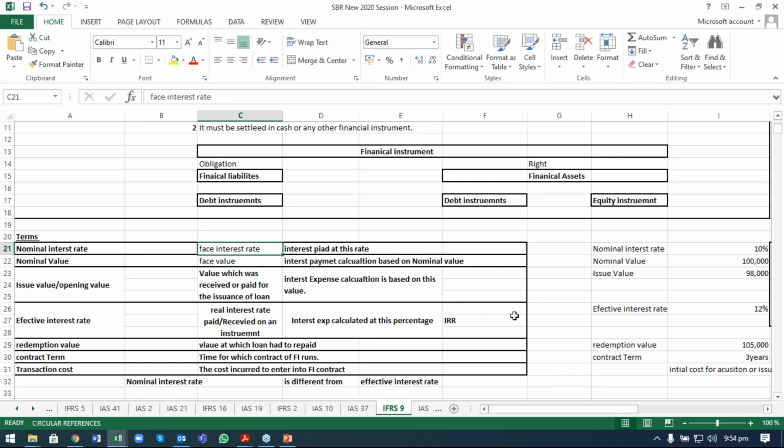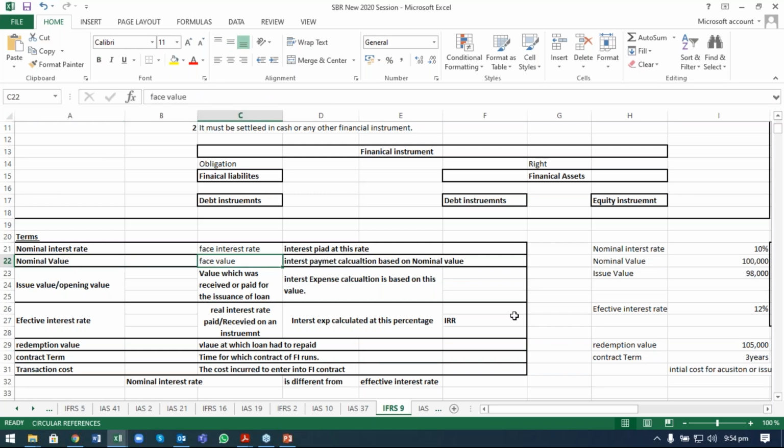Nominal interest rate is the facial interest rate of a document, and the company is always going to pay the interest based on this nominal interest rate. Interest is never paid on the effective interest rate criteria. It's always paid on the nominal interest rate.